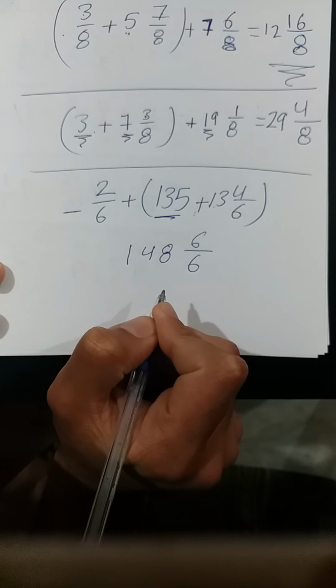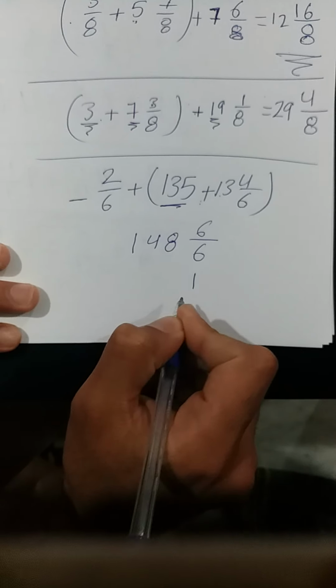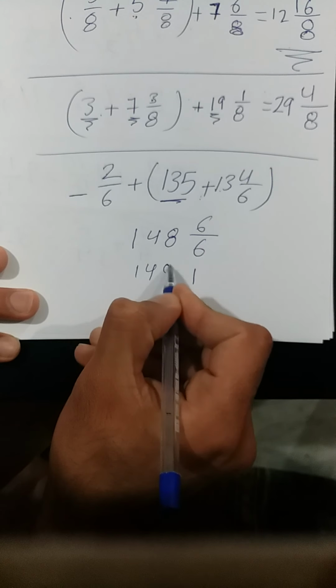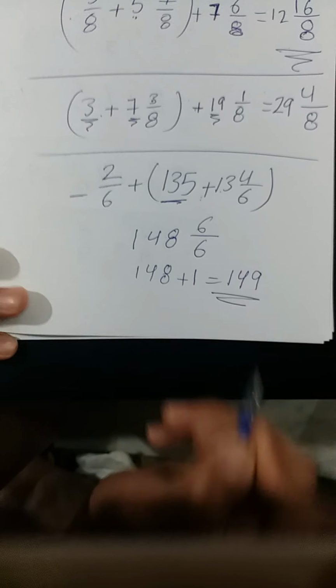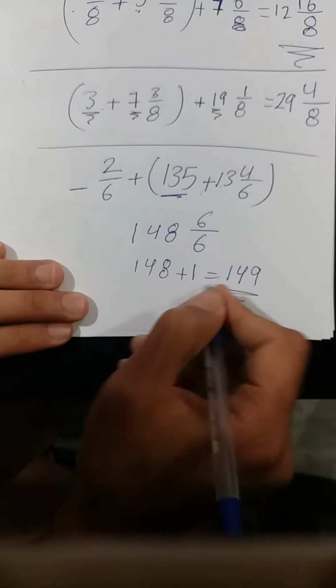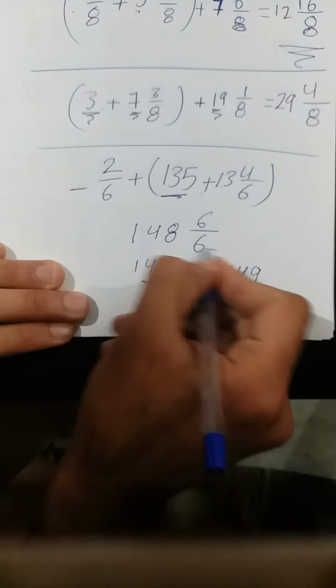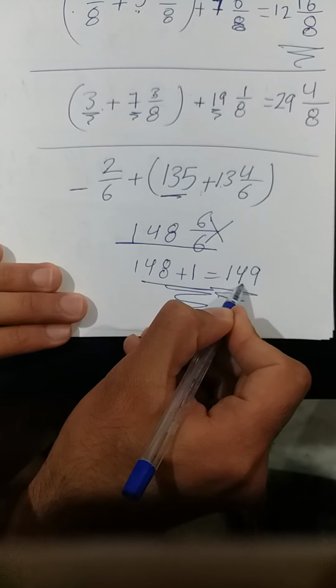I'm asking you here for the simplest form. 6 over 6 is 1. Okay? 148 plus 1 gives me 149. So if I ask you for the simplest form, I'm going to do it like this. If you write it like this, it's going to be wrong. The simplest form is like this. Okay? This is question number 3. Let's go to question number 4.